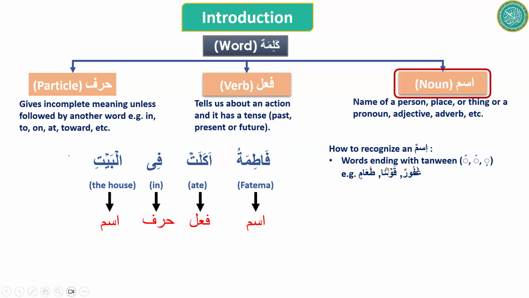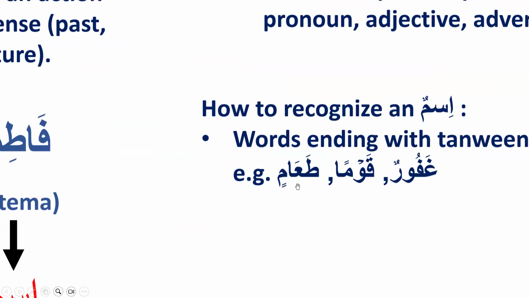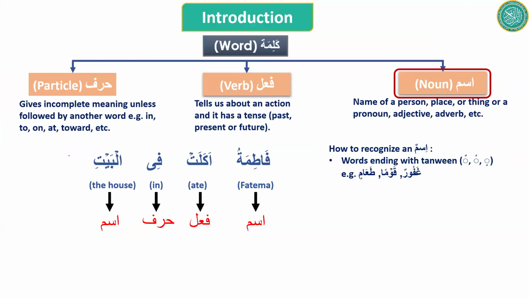You see run? I can make it bigger for you. Qawman, qawmin. Dhammatain, fathatain, and kasratain. When you see this at the end of a word, what does that mean? It is an ism. Okay, that's one way to identify an ism.